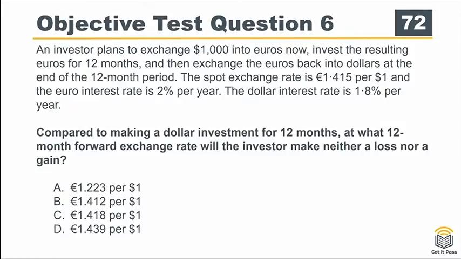Next question. An investor plans to exchange $1,000 into euros now, invest the resulting euros for 12 months, and then exchange the euros back into dollars at the end of the 12-month period. The spot exchange rate is 1.415 per $1, and the euro interest rate is 2% per annum. The dollar interest rate is 1.8% per year. Your requirement is to compare to making the dollar investments for 12 months, and at what 12-month forward exchange rate will the investor make either a loss or a gain.